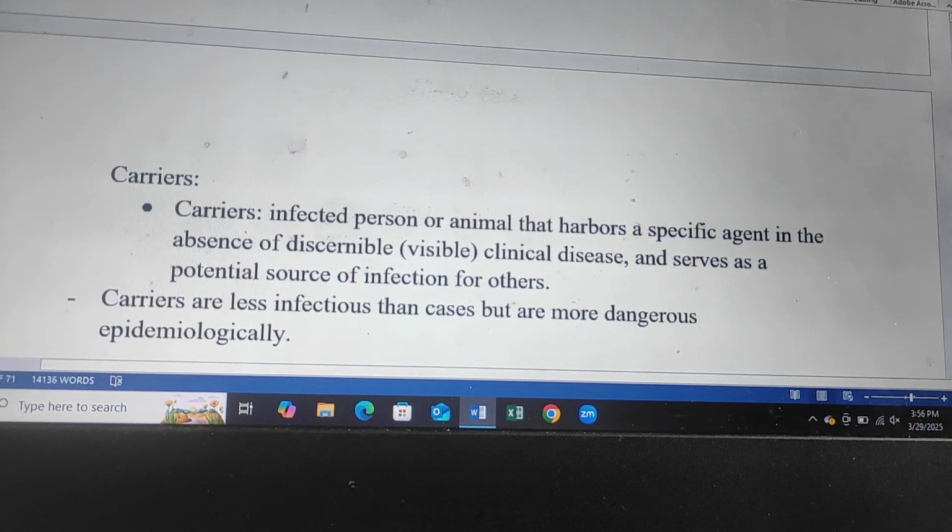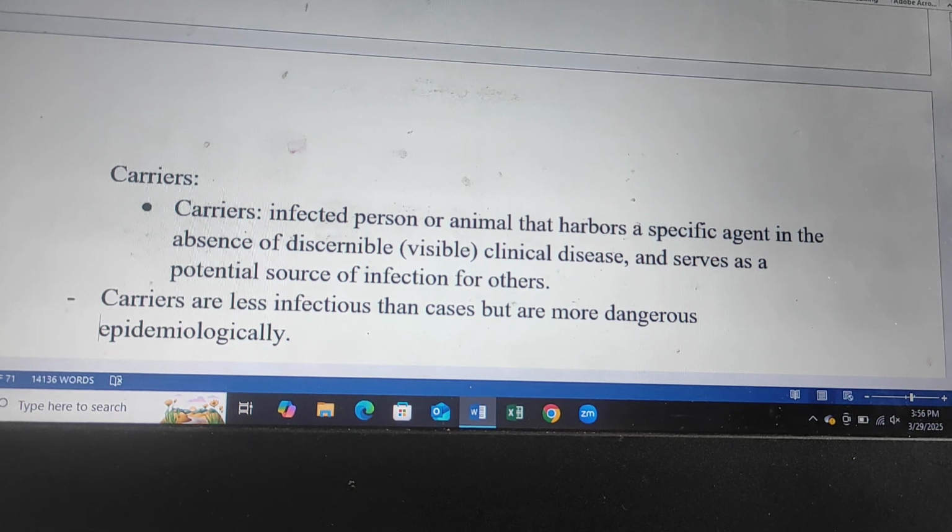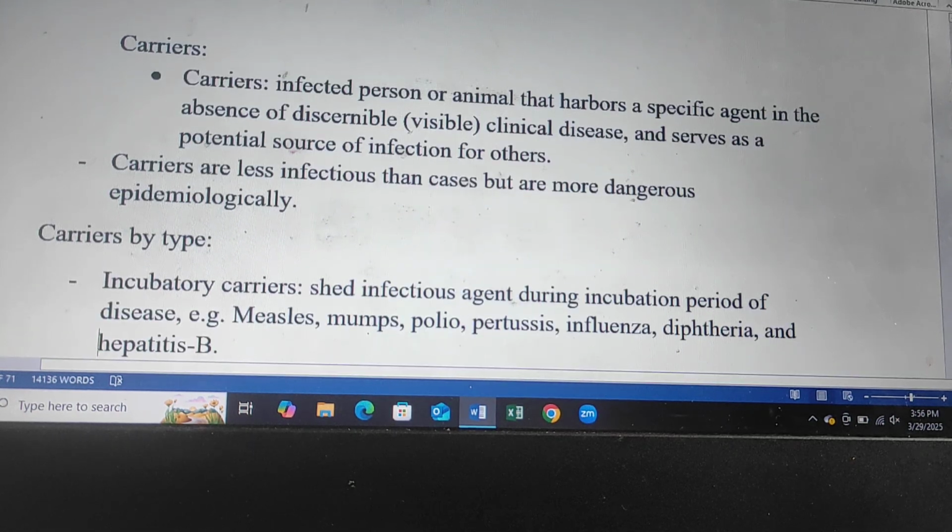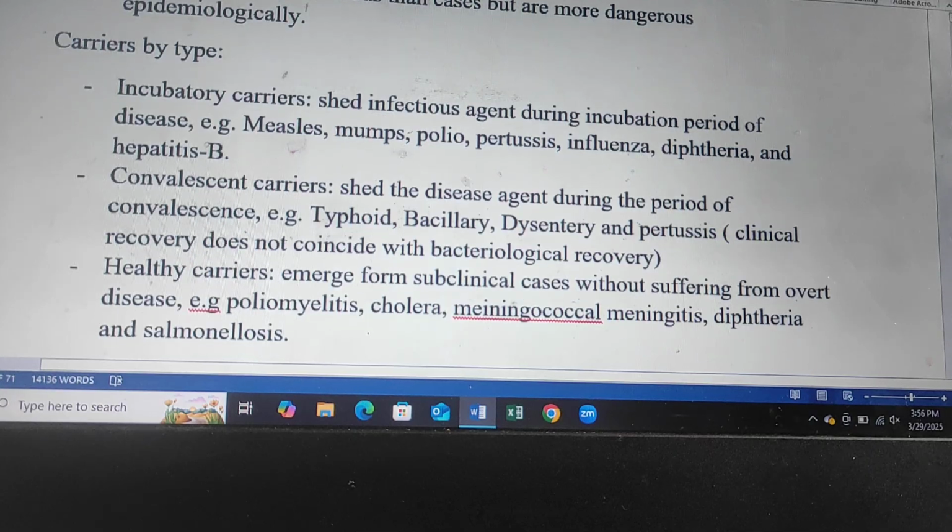Carrier: an infected person or animal that harbors a specific agent in the absence of discernible, visible clinical disease and serves as a potential source of infection for others. Carriers are less infectious than cases but are more dangerous epidemiologically. Carriers by type: incubatory carriers shed the infectious agent during the incubation period of disease, for example measles, mumps, polio, pertussis, influenza, diphtheria and hepatitis B. Convalescent carriers shed the disease agent during the period of convalescence, such as typhoid, bacillary dysentery and pertussis.